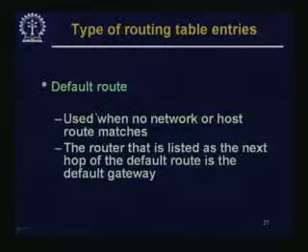And then there is a default route used when no network or host route matches. The router that is listed as the next hop of the default route is the default gateway. All right. Why are we calling it a gateway? Because quite possibly this is not a packet for a network which is close by. This is a packet for some arbitrarily distant destination, and if this is a small router connected to this thing, it will send it to the gateway. The gateway will in turn send it to a bigger router to find its final destination.